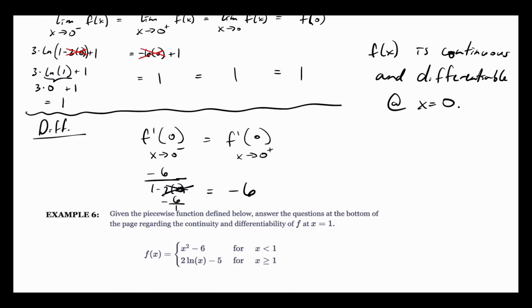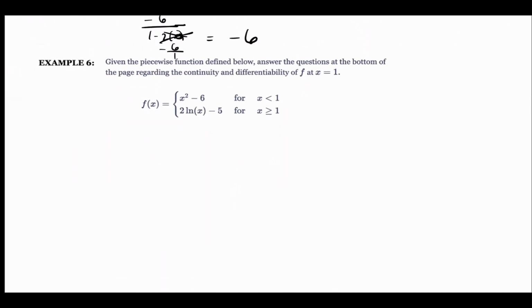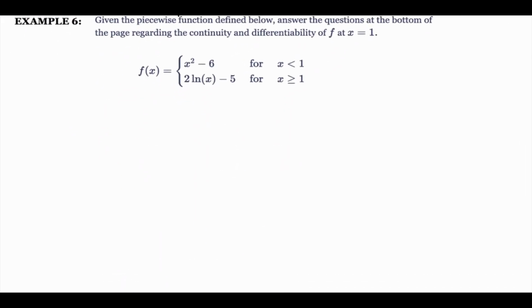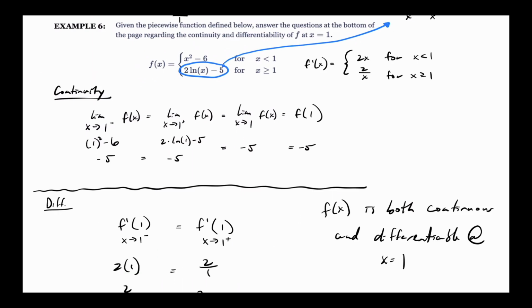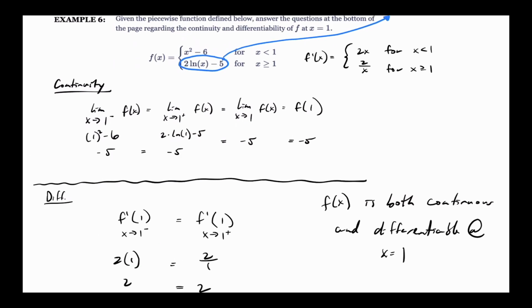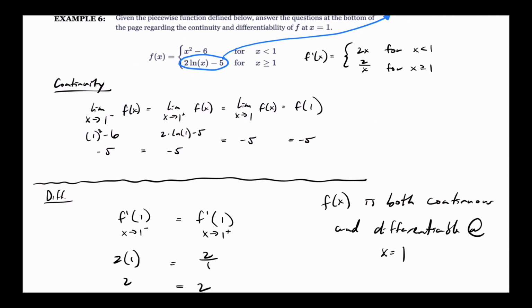Okay, so I want you to do number 6 right now on your own. Do number 6, and we'll talk about it in a few minutes. So for number 6, I got both differentiable and continuous at x equals 1.